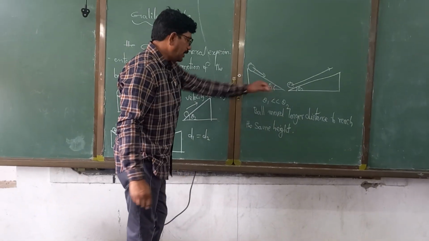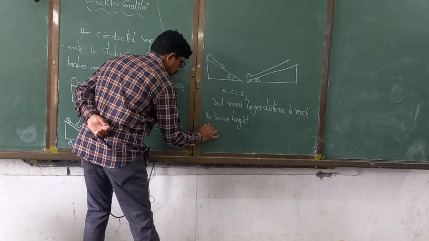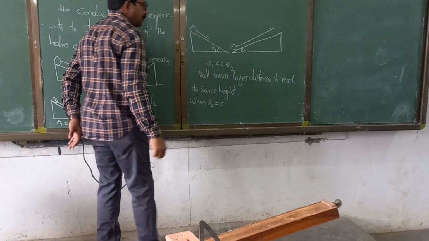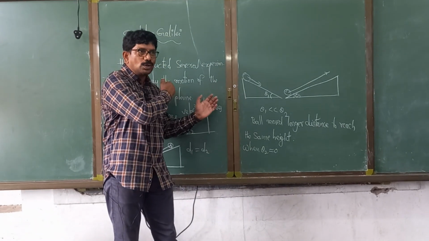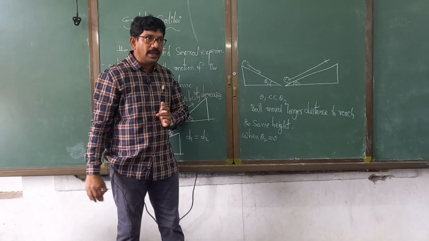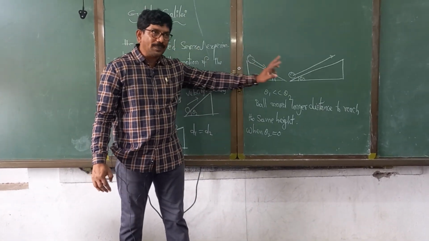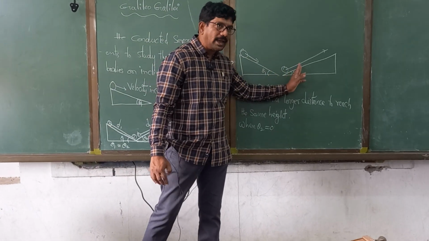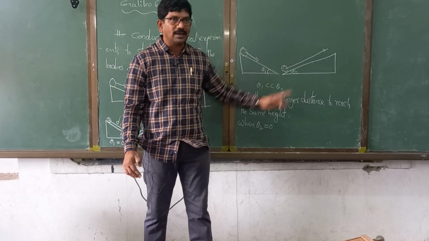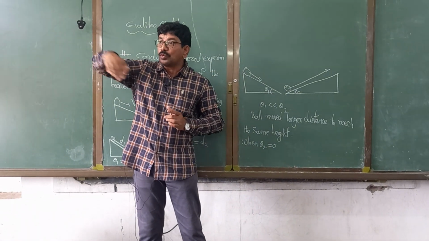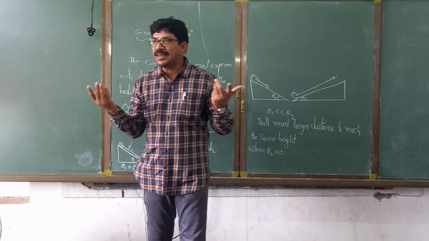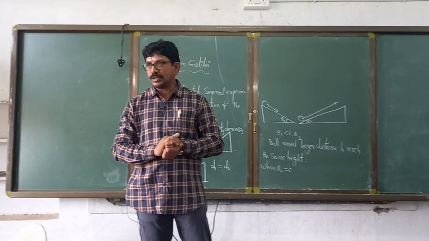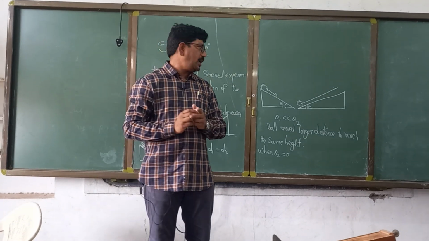Next one, when theta 2 is 0, what happened? The ball goes on moving, but to reach its maximum height. When the angle of inclination in the second plane is 0, the ball goes on moving to reach its maximum height. But practically it is not possible. Because of the friction, the ball comes to rest. Are you clear about that one? Try to understand that basic concept.